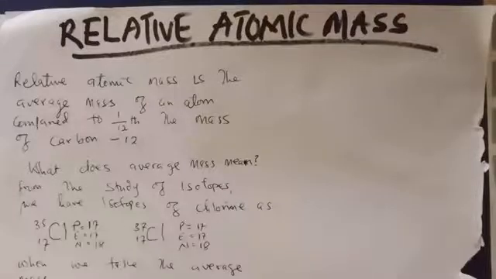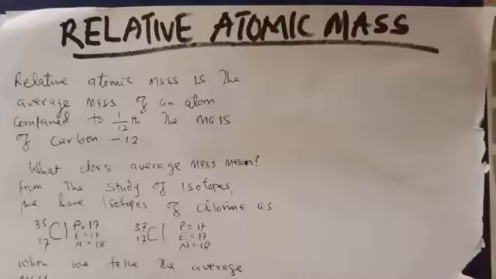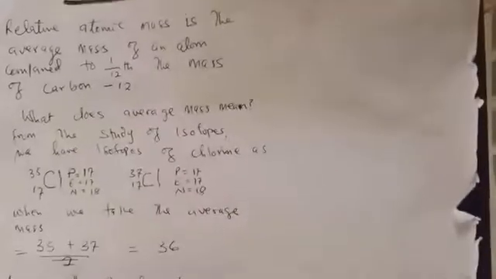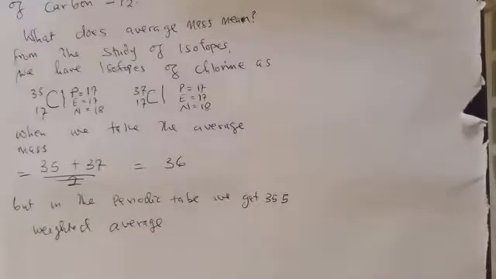When it comes to average mass, what comes to mind from the normal study is to take the average of these two isotopes, chlorine-35 and chlorine-37. And if you take the average, we are going to get 36. But that is not the case in the periodic table. In the periodic table, we'll see 35.5. The reason for that is because it is not just an average, but a weighted average.